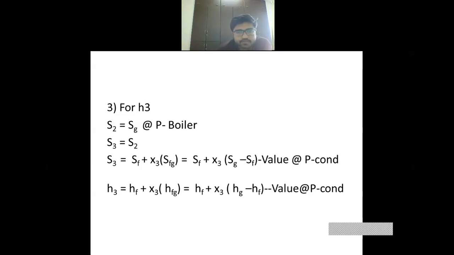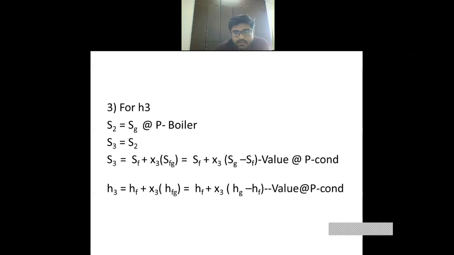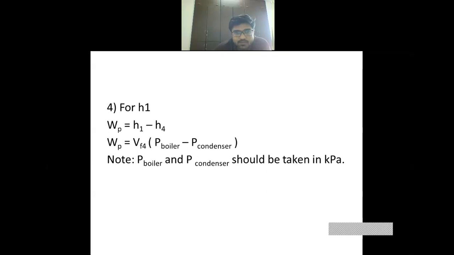Clear? So after that, we found out the H3. So three enthalpies we found. Now only one is remaining. And which one is that? H1. H1 is remaining. So this is the procedure for H1. Here you can see, for H1 what we have to do. WP is equal to H1 minus H4. Clear? And so two equations are there for WP, H1 minus H4 and this equation.